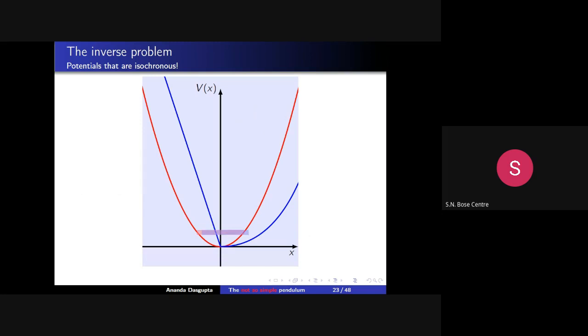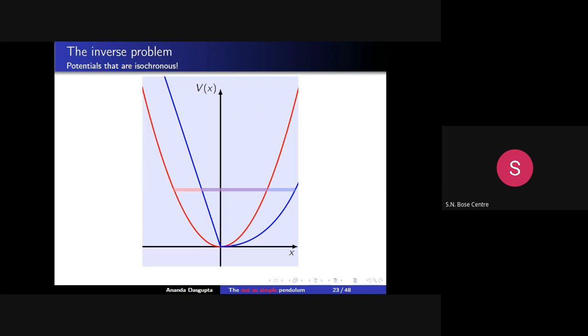Say, the red and the blue are the same width. Okay, at this particular energy, at a higher energy, again, red and blue are the same width. And this potential has exactly the same isochronicity property as a simple harmonic one.